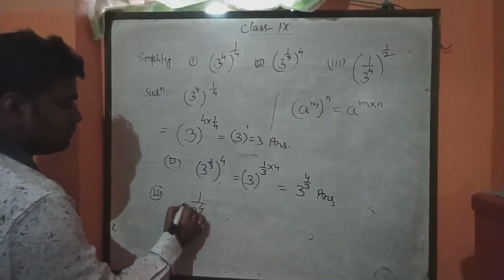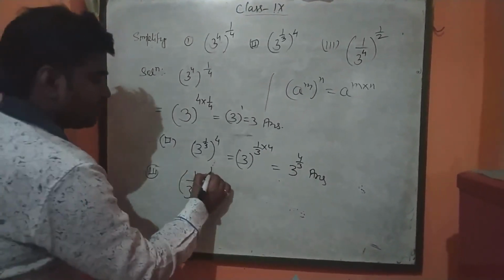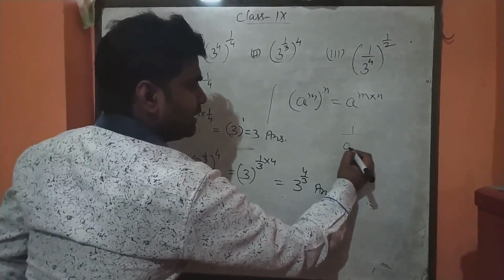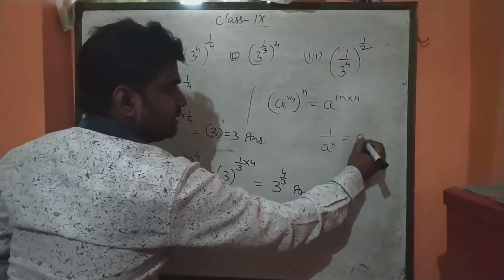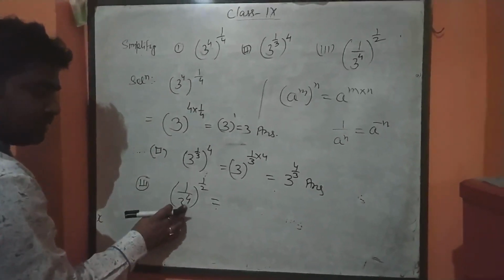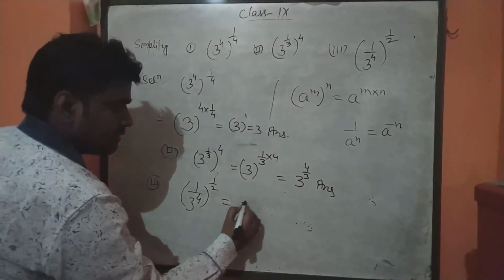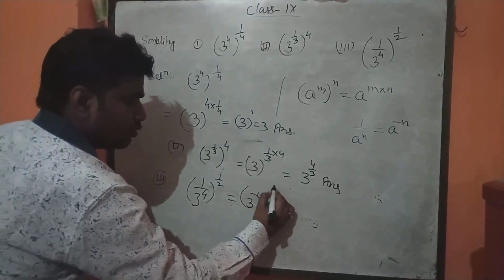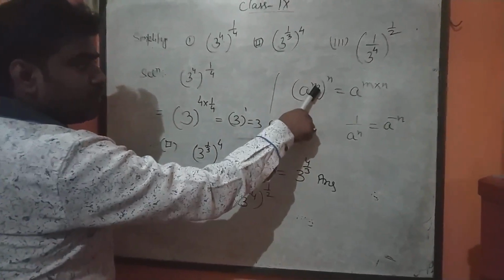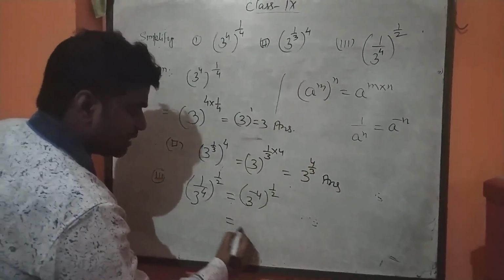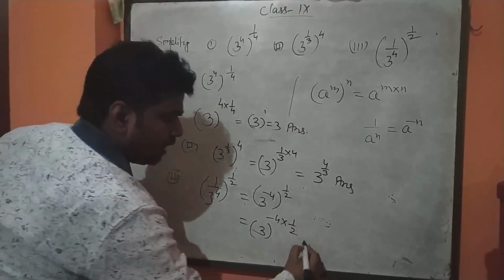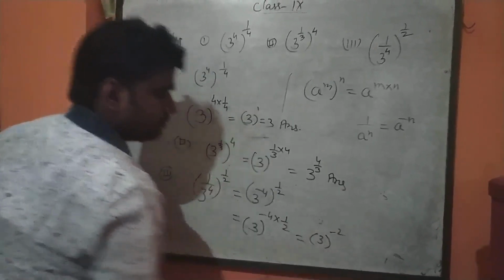And the third question: (1/3) to the power 4, to the whole power 1/2. You have studied that 1/a to the power n is written as a to the power minus n. So from the next line, (1/3) to the power 4 is written as 3 to the power minus 4, to the whole power 1/2. Now it is the form of (a to the power m) to the whole power n. So from the next line we have 3 to the power minus 4 into 1/2, or 3 to the power minus 2.